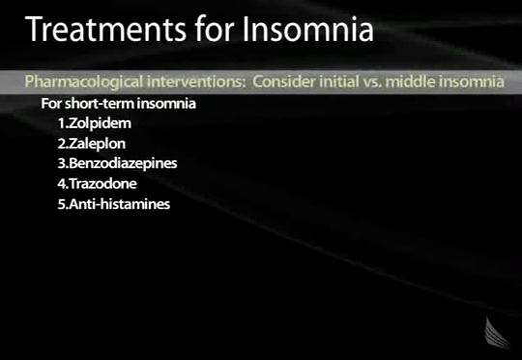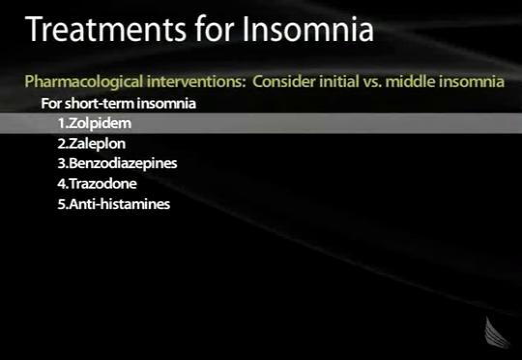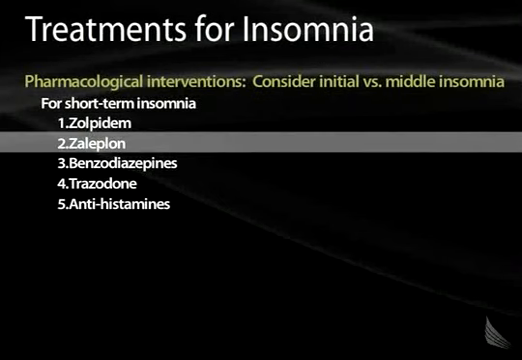Pharmacological interventions for insomnia, we have medications such as zolpidem and zaleplon, and these two medications are non-benzodiazepine medications. You probably better know them as Sonata or Ambien. And these medications work similar to benzodiazepines, but they are not benzodiazepines. And we think that they carry less risk of addiction and abuse. But again, people can get addicted to these medications, so it is better to use them for short-term periods.